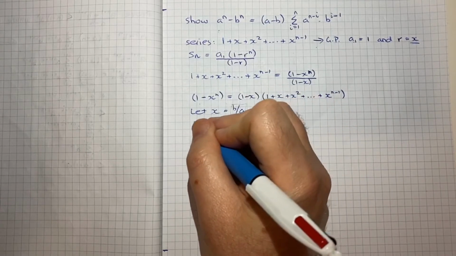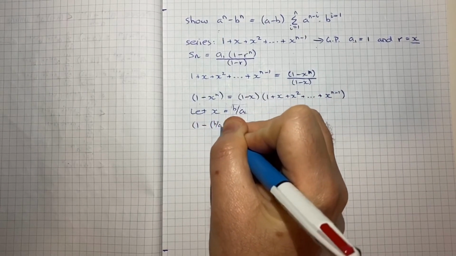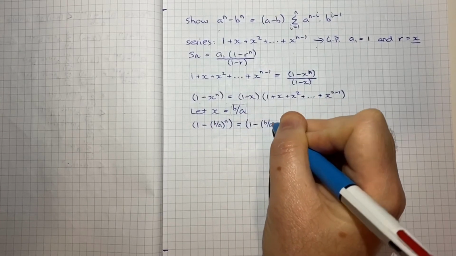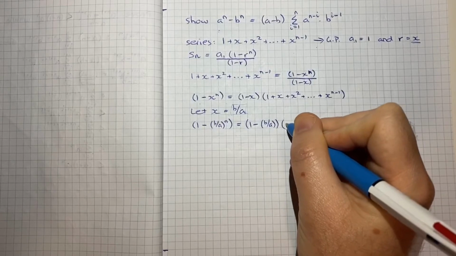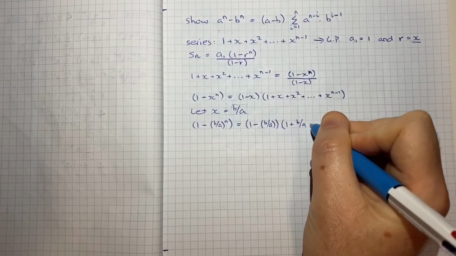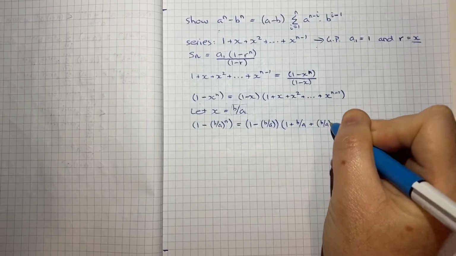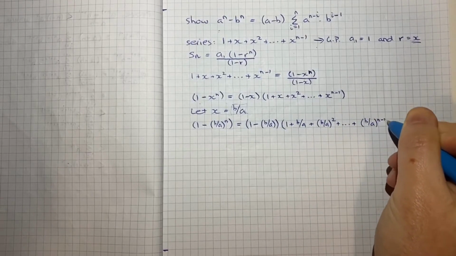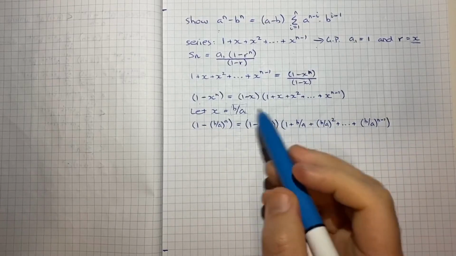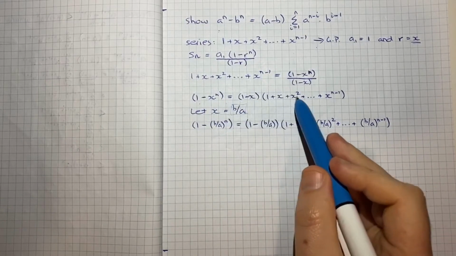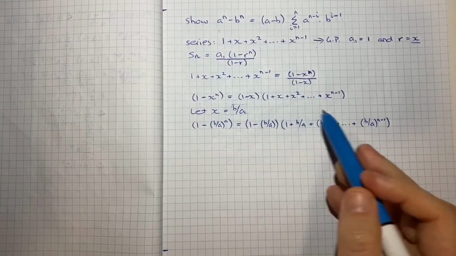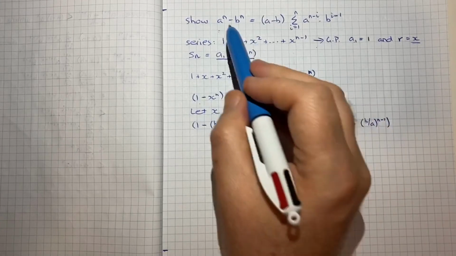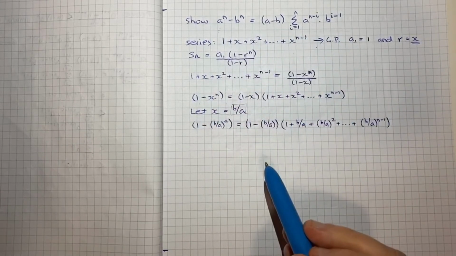So what we'll get is 1 minus b on a to the n equals 1 minus b on a times 1 plus b on a plus b on a squared up to b on a to the n minus 1. So all I've done so far is just insert b on a wherever there was an x. Now what we'll do is try and simplify this to get to what we're ultimately trying to show.